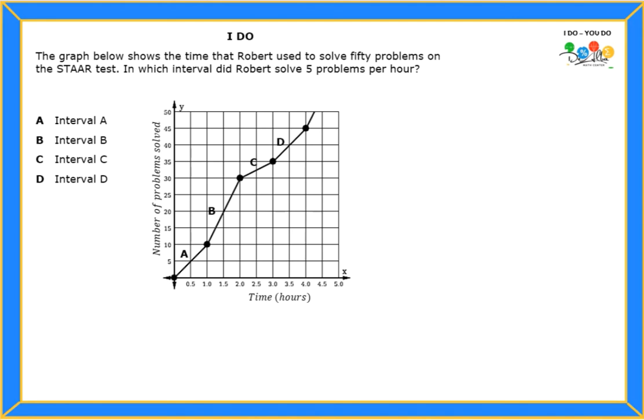Hello students, let's read the problem. And it says, the graph below shows the time the robber used to solve 50 problems on the STAR test, in which interval the robber solved 5 problems per hour.